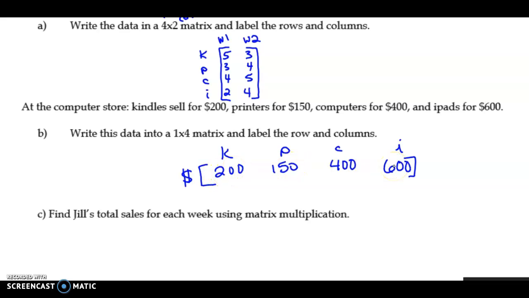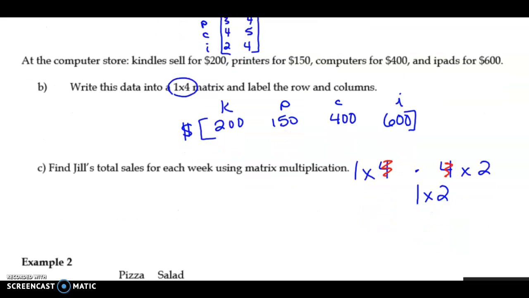So we want to find Jill's total sales for the week using matrix multiplication. Well, since our first matrix was a 4x2 and our second matrix is a 1x4, if I start with that 1x4 matrix and take it times that 4x2 matrix, then our resultant matrix will end up being a 1x2 matrix. Okay? So how are we going to figure that out? Let's rewrite this out here.